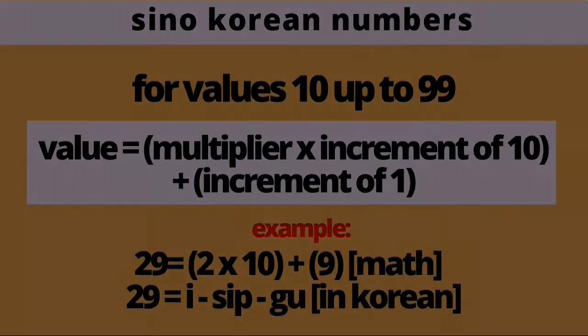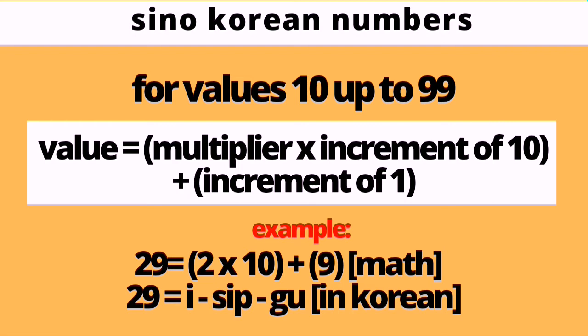Now let us apply these increments to examples. For numbers 10 up to 99, we'll be using this formula: the value equals the multiplier times the increment of 10 plus the increment of 1. As mentioned, this is only used for values 10 up to 99. Take note that this doesn't involve an increment of 100 since the last number is 99. For this case, we'll only need the increment of 10, which is SHIP.